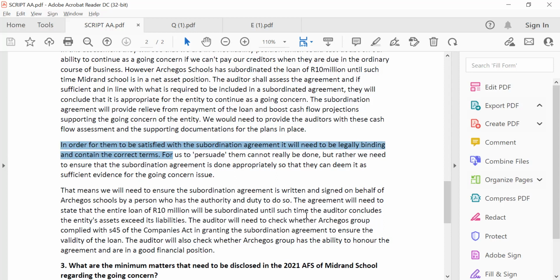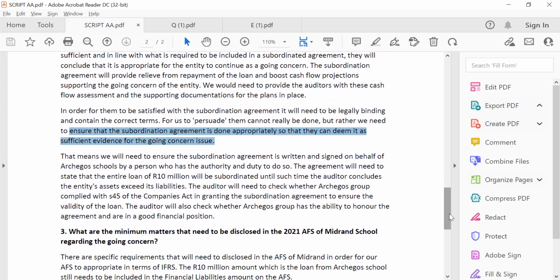They say, for us to persuade the auditors, we need to ensure that the subordination agreement is done appropriately so that they can deem it as sufficient evidence. Okay, it's not enough to just provide them with the subordination agreements. Let's check and see if it is appropriately constituted in order for it to be deemed as sufficient evidence for going concern. So the question becomes, how would we conclude that the subordination agreement is appropriately constituted, or that it is legally binding?